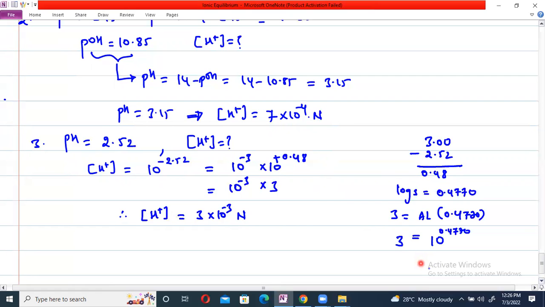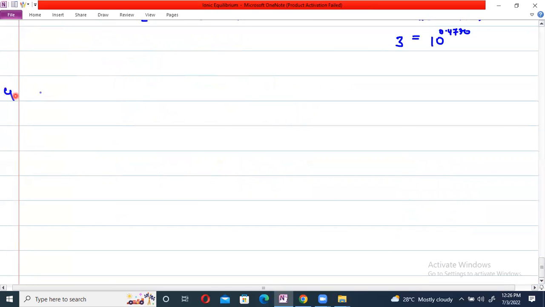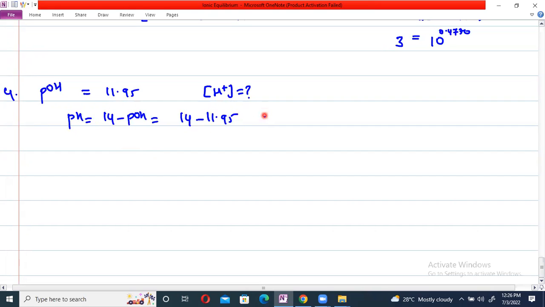In the same way, suppose if they give a different value of pOH, I will say, let us say example 4, I am having value of pOH is 11.95 and they are asking to get the concentration of H plus. So first of all get the pH of it. 14 minus pOH, 14 minus 11.95, that means it is equal to 2.05. pH I got, pH is 2.05. The value is nearly equal to 3.